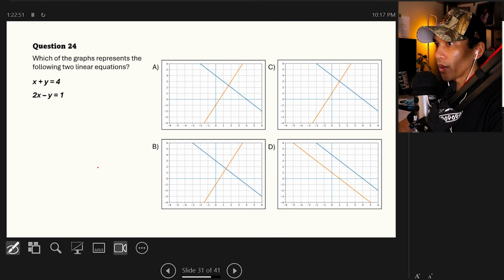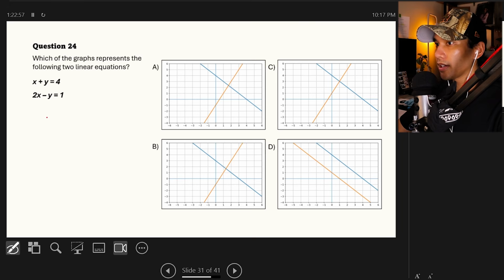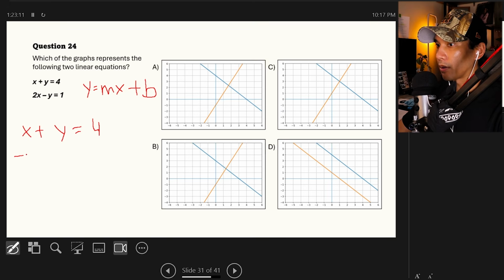Okay, which of the graphs represents the following two linear equations? So what I would do first here is just put everything into y equals mx plus b terms. So x plus y equaling 4, I would minus x: y equals minus x plus 4.